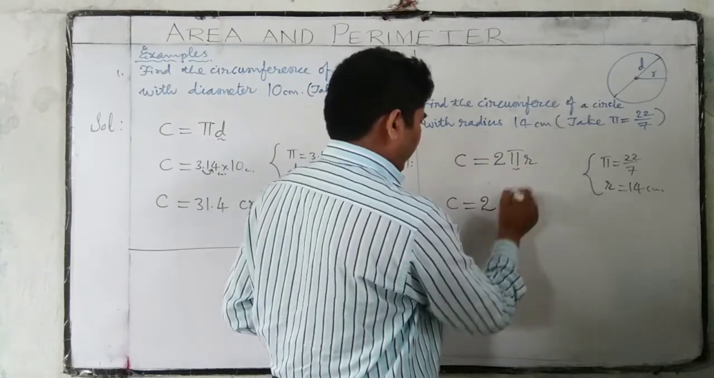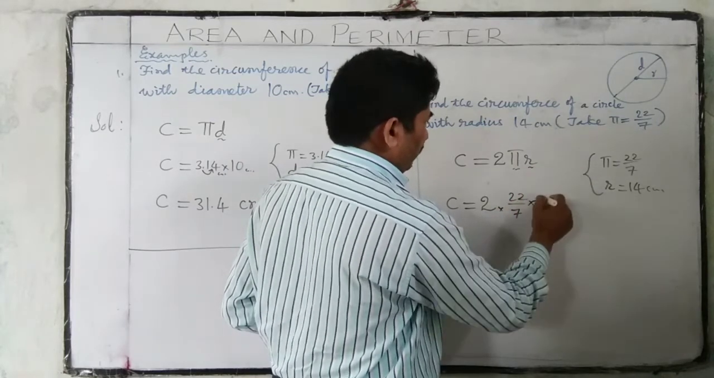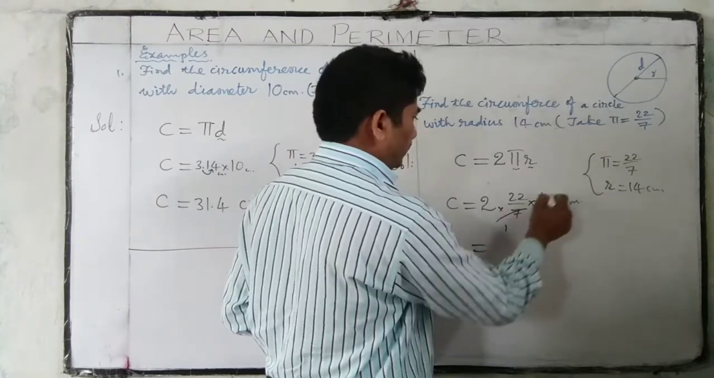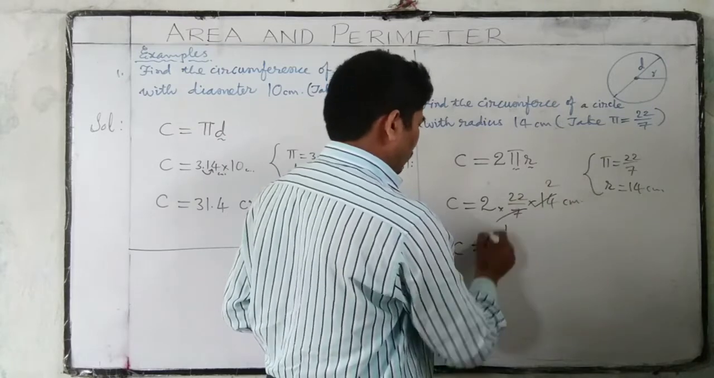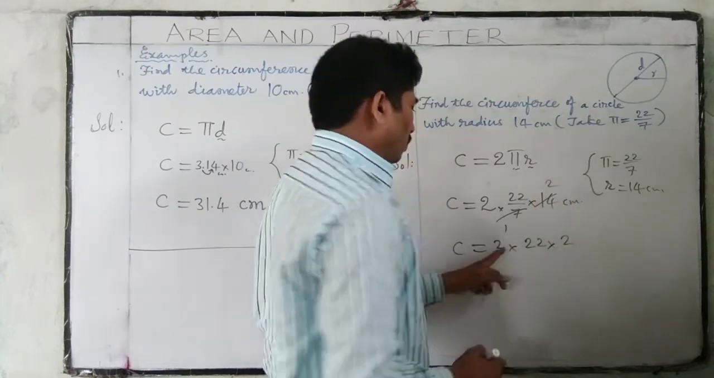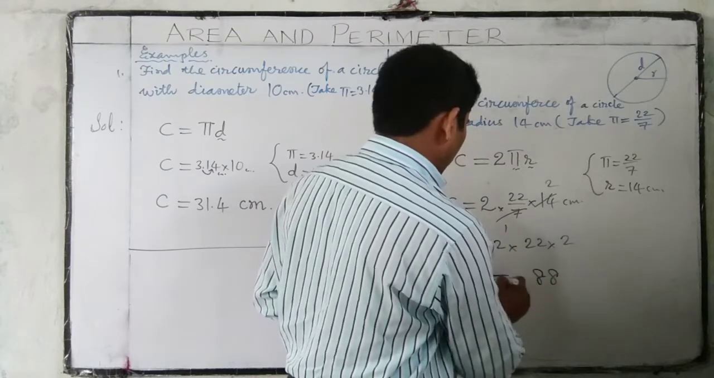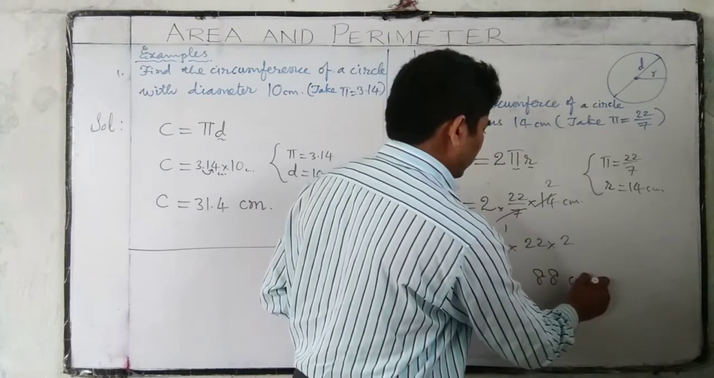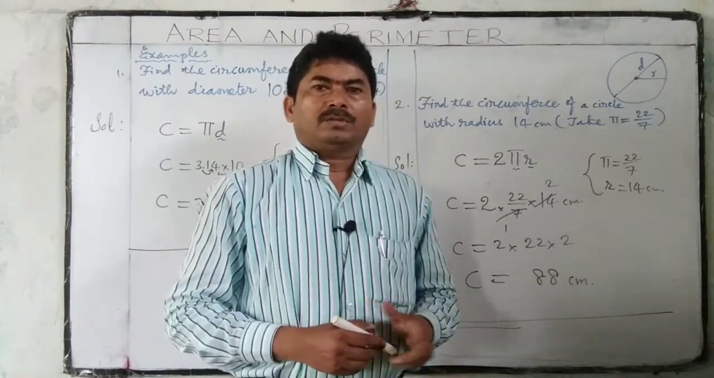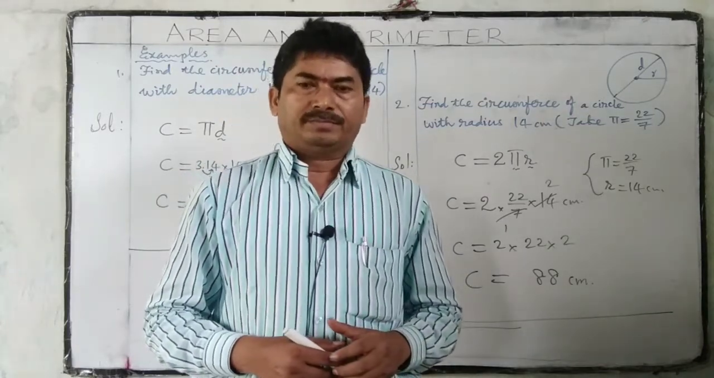Pi 22/7 into r 14 centimeters. Now we have to simplify. 7 ones are 7, 7 twos are 14. C is equal to 2 into 22 into 2. 2 twos are 4, 4 twos are 8, 4 twos are 8. C is equal to 88 centimeters. This is the method to find the circumference of the circle.